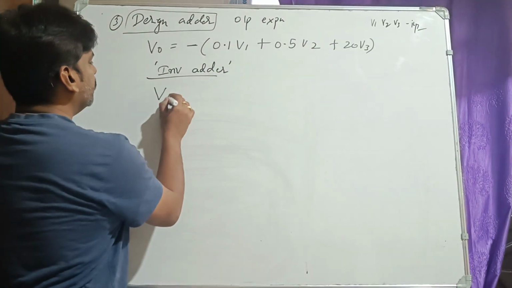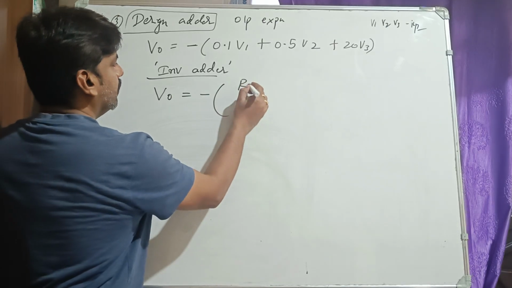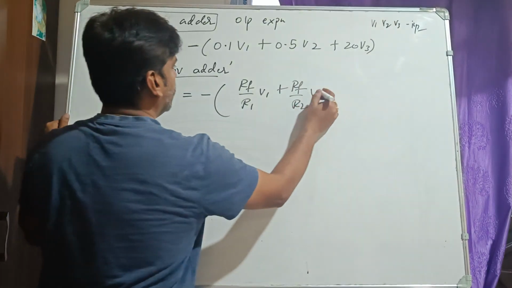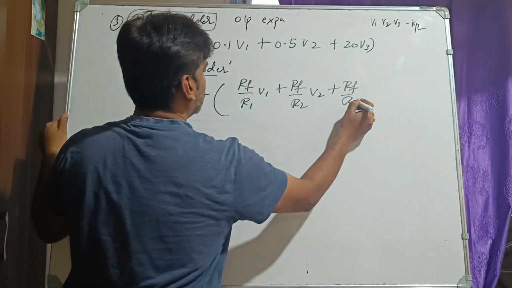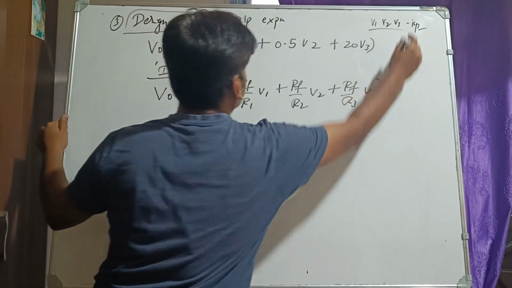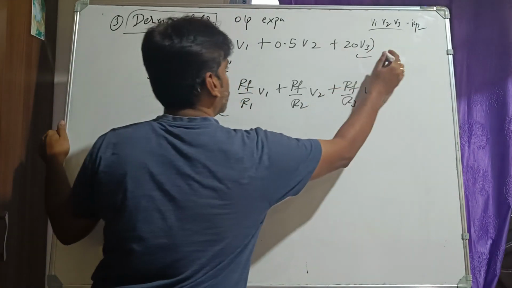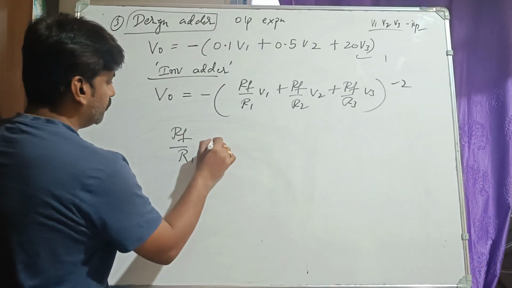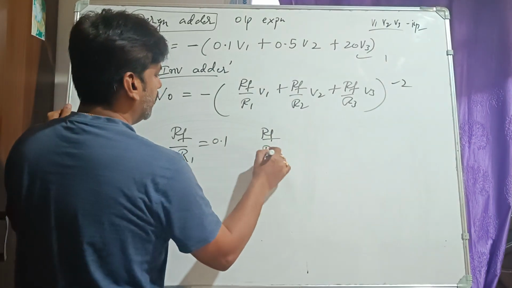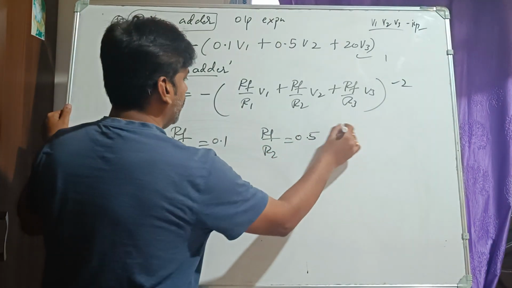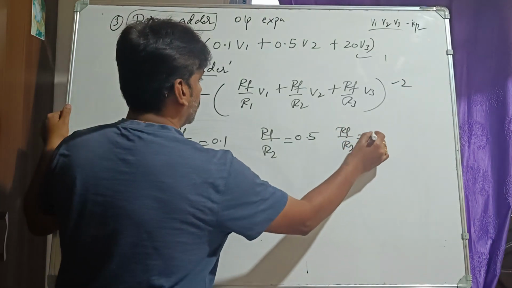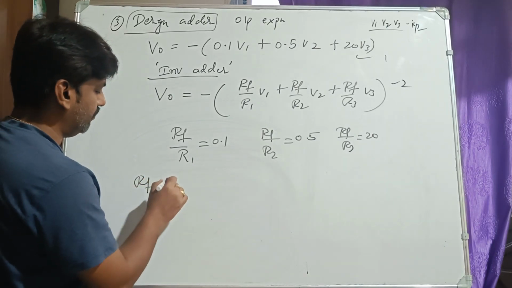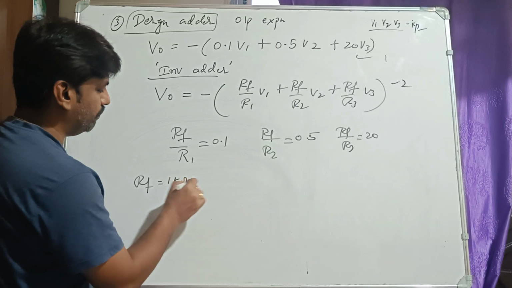So what is the output expression for the inverting adder? We know it is minus of Rf divided by R1 multiplied by V1, plus Rf divided by R2 multiplied by V2, plus Rf divided by R3 multiplied by V3, if it is 3 inputs, right? So now compare equation number 1 with equation number 2. If I compare, what will I get? Rf by R1 is equal to 0.1, Rf by R2 is equal to 0.5, Rf by R3 is equal to 20, right? Now Rf is there in all the cases, so I will consider Rf as 1 kilo ohm. I will assume that.